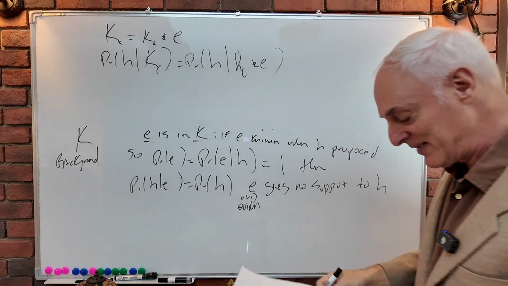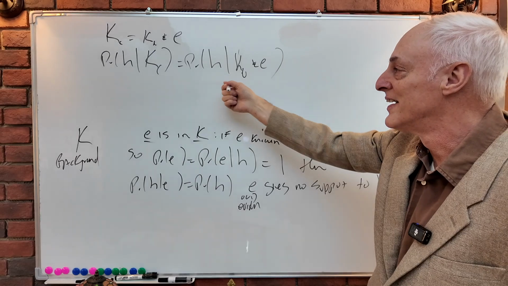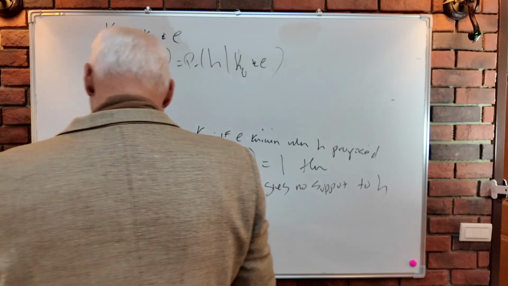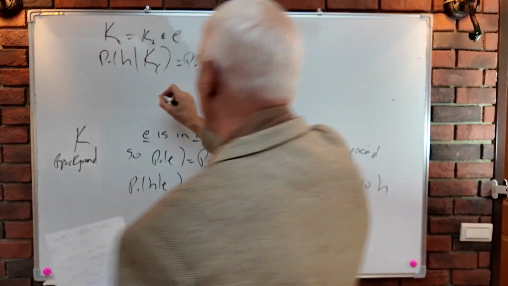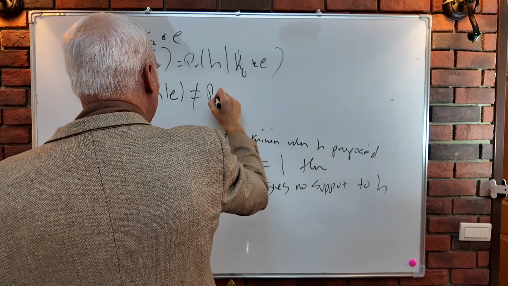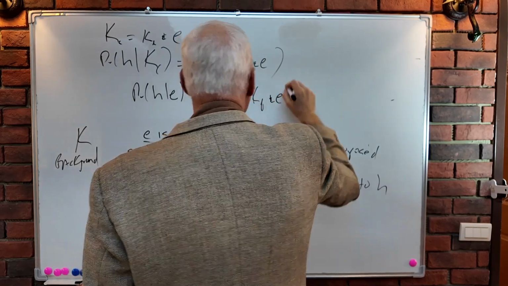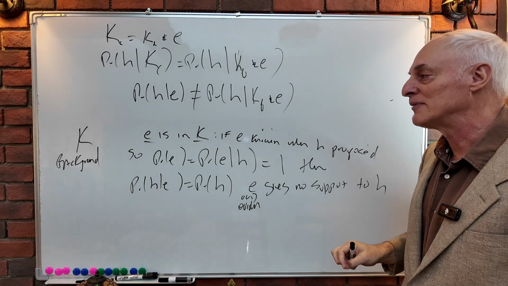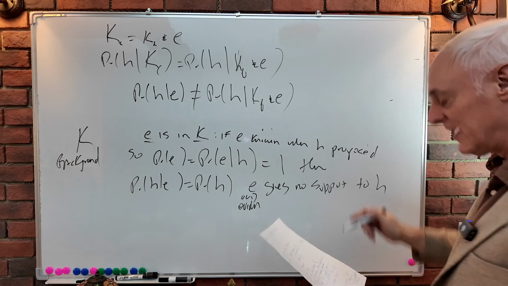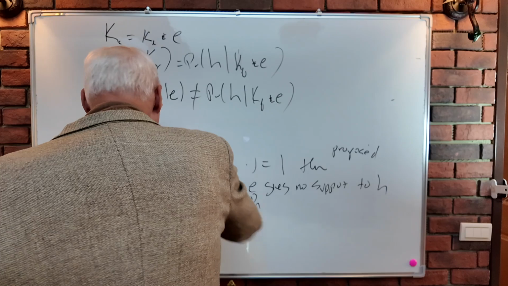Well, you can see the problem right there. We've already got E in here. E is part of K. That's the whole problem. That is to say, the probability of H given E does not equal the probability of H given K, little k, and E. These are not the same probabilities because we already have this in here. And we could see this quite easily. Let's look at Bayes' equation again. It just falls out instantly.